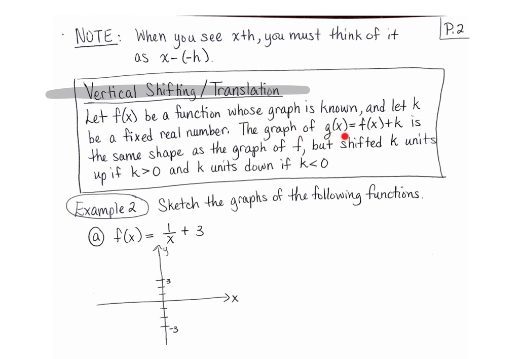The graph of g of x equals f of x plus k is the same shape as the graph of f, but is shifted k units up if k is positive, or greater than 0, and k units down if k is less than 0, or negative. Okay? So now it looks like your k is on the outside. That's important to note. Vertical shifts, you have that constant on the outside. With the vertical shift, you have the graph of f of x given.